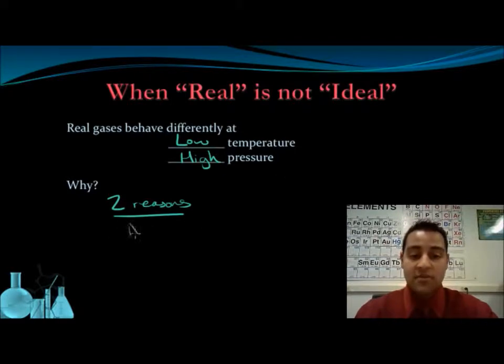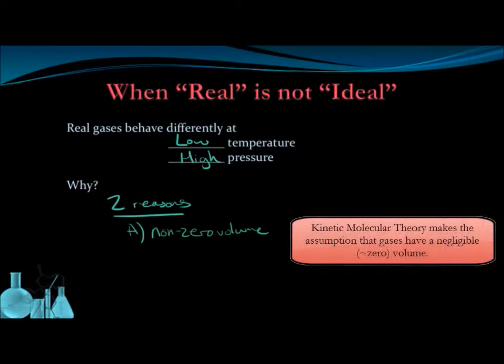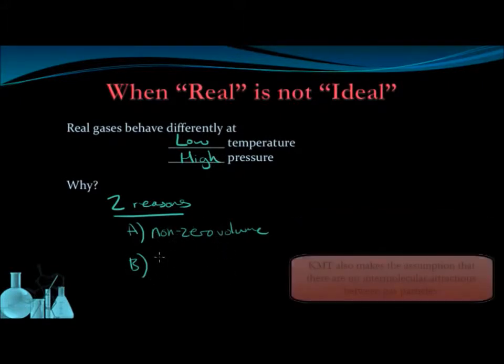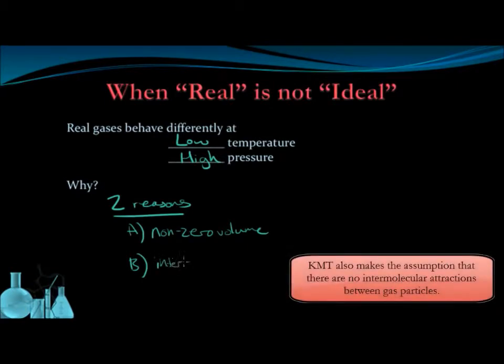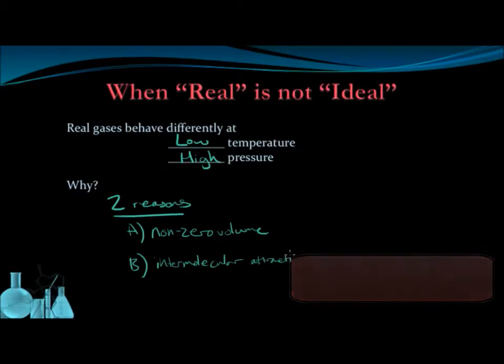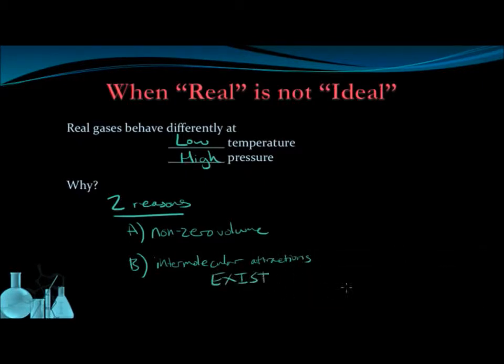The first reason, reason A, is that gases in reality have a non-zero volume, whereas in the kinetic molecular theory, we assumed that the volume of all gases was negligible or zero. The second reason, reason B, is that the kinetic molecular theory says that there are no intermolecular attractions, but intermolecular attractions, or intermolecular forces, definitely exist. We're going to take a closer look at these two cases.